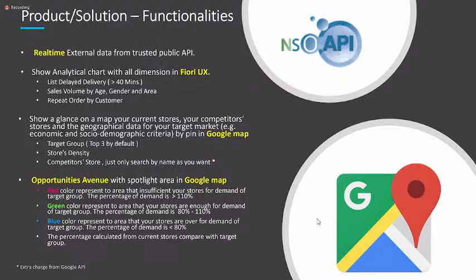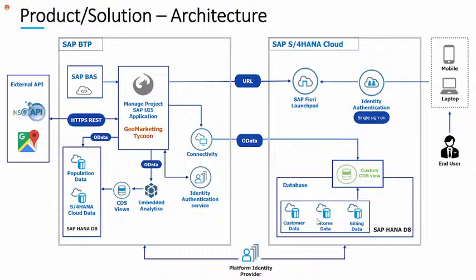The architecture is related with 3 parts. The first one is the external API, and BTP and S/4HANA Cloud. The Geo-Marketing Tycoon app has 2 main perspectives, which are analytical chart and geographic map. We get sales volume, customer, and store data from S/4HANA Cloud by using custom CDS view and generate them to all data for consuming from the application and store them into HANA database table in BTP.